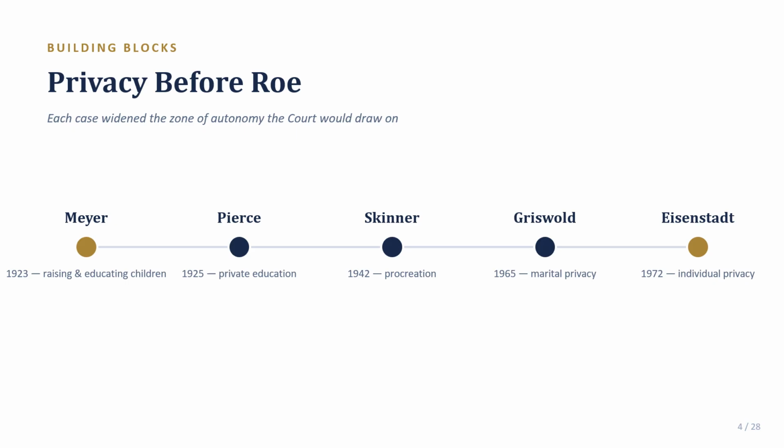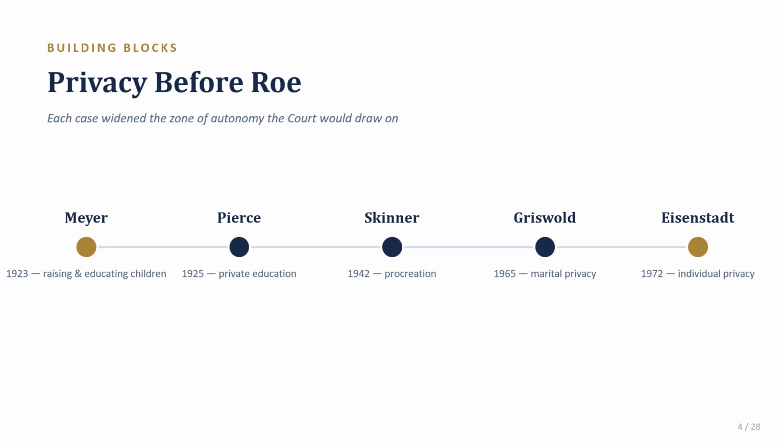Then we have Pierce versus the Society of Sisters, which is from 1925. That case struck down a law requiring children to attend public school, protecting the right to choose private education. Again, no mention of reproduction, no privacy in the modern sense, but another brick in that same wall. Okay? Family decision making is constitutionally protected liberty.